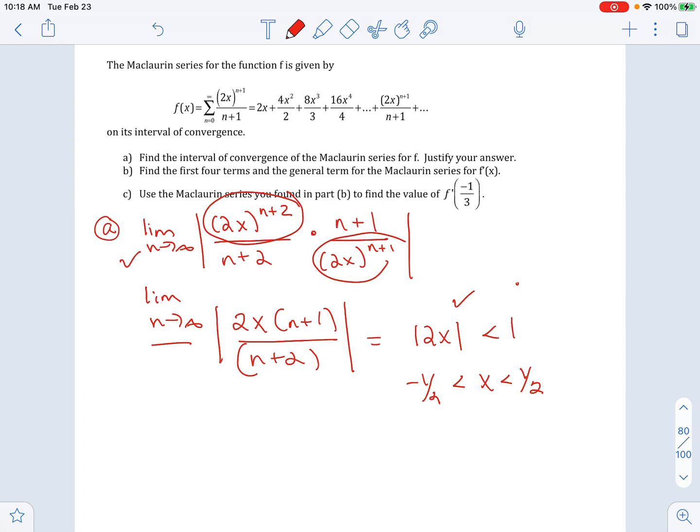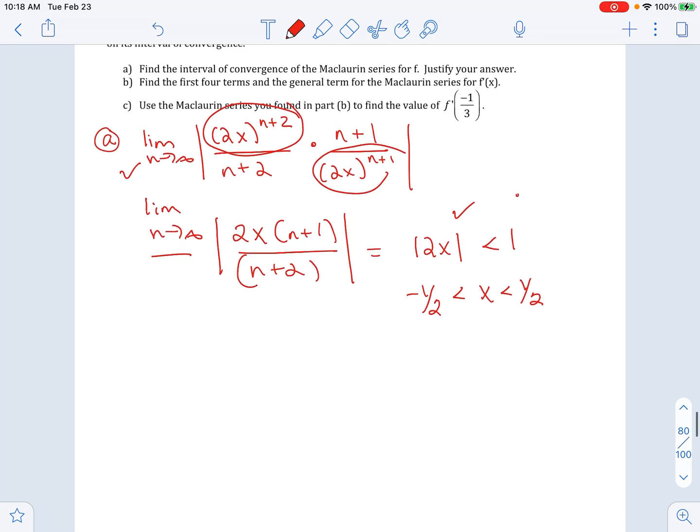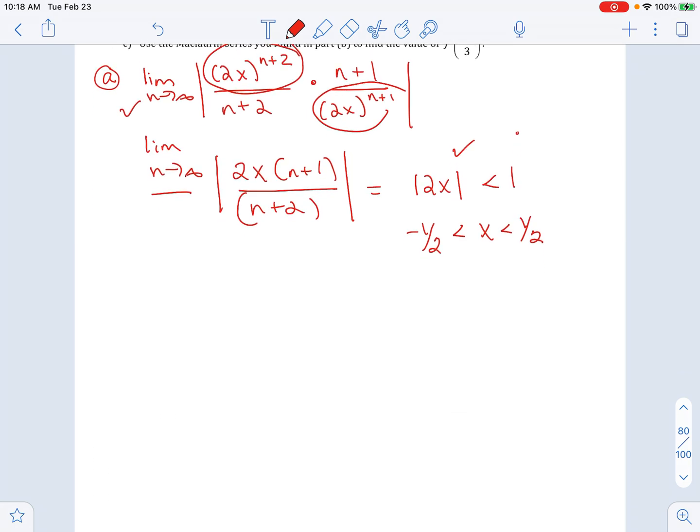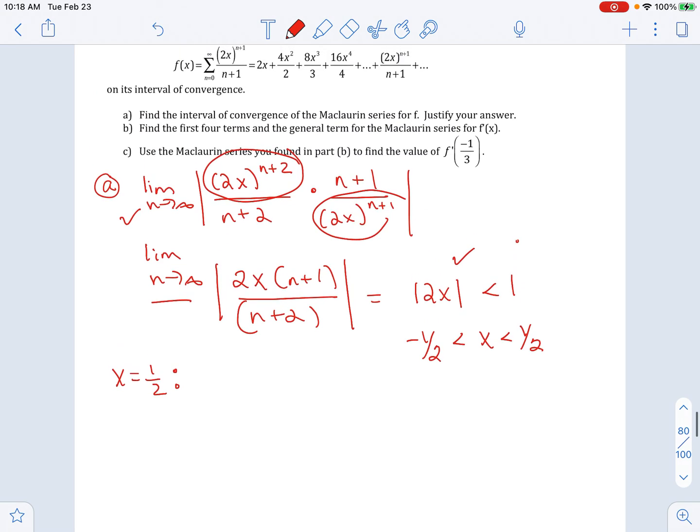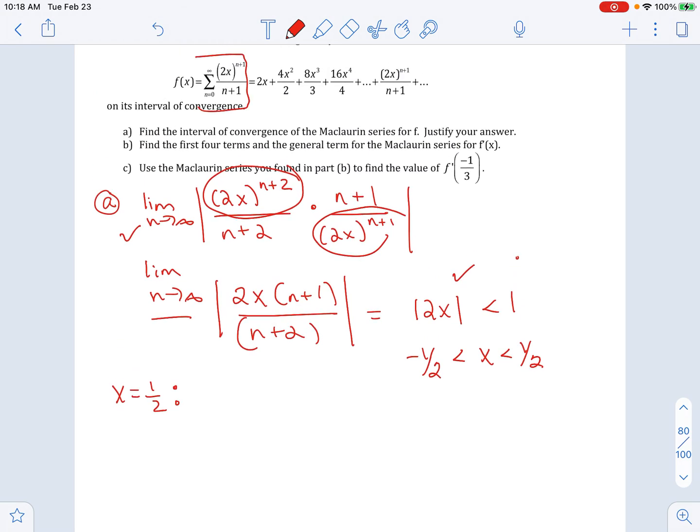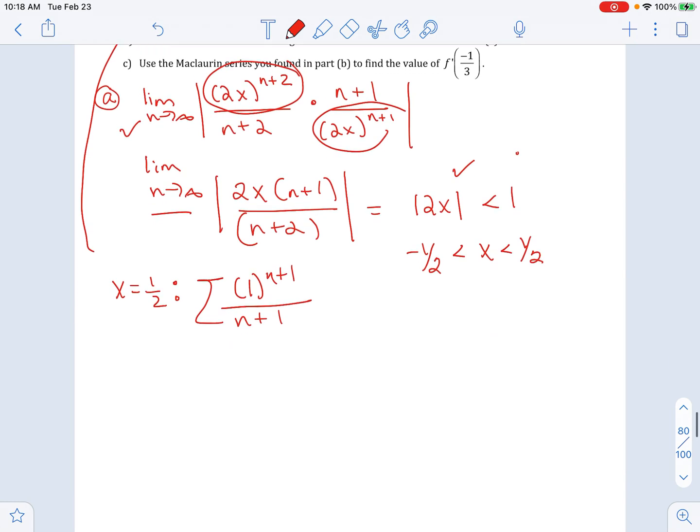Now, they are asking for the interval of convergence, and the ratio test is inconclusive at those endpoints, so we need to check those endpoints individually. I'm going to start with x equals 1/2. I'm going to plug that back into the original series, because I want to know what happens when x is 1/2. When I do that, I end up with 2 times 1/2, which is just 1, and I end up with this.